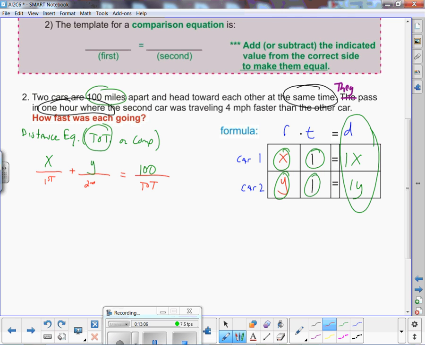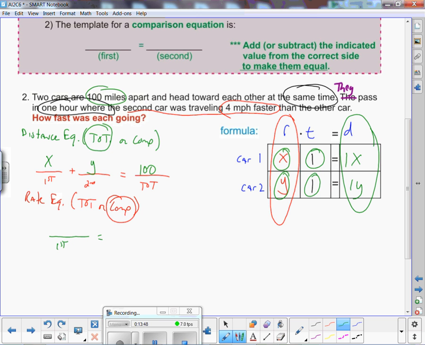Let's go back, find the other variable column. It is in the rates, so therefore we're going to have a rate equation. And again, you're going to ask yourself, is the rate equation a total or is it a comparison? Is it a total or is it a comparison? All right, look back at the problem. The second car was traveling 4 miles per hour faster. 4 miles per hour faster. Is that a total or is that a comparison?